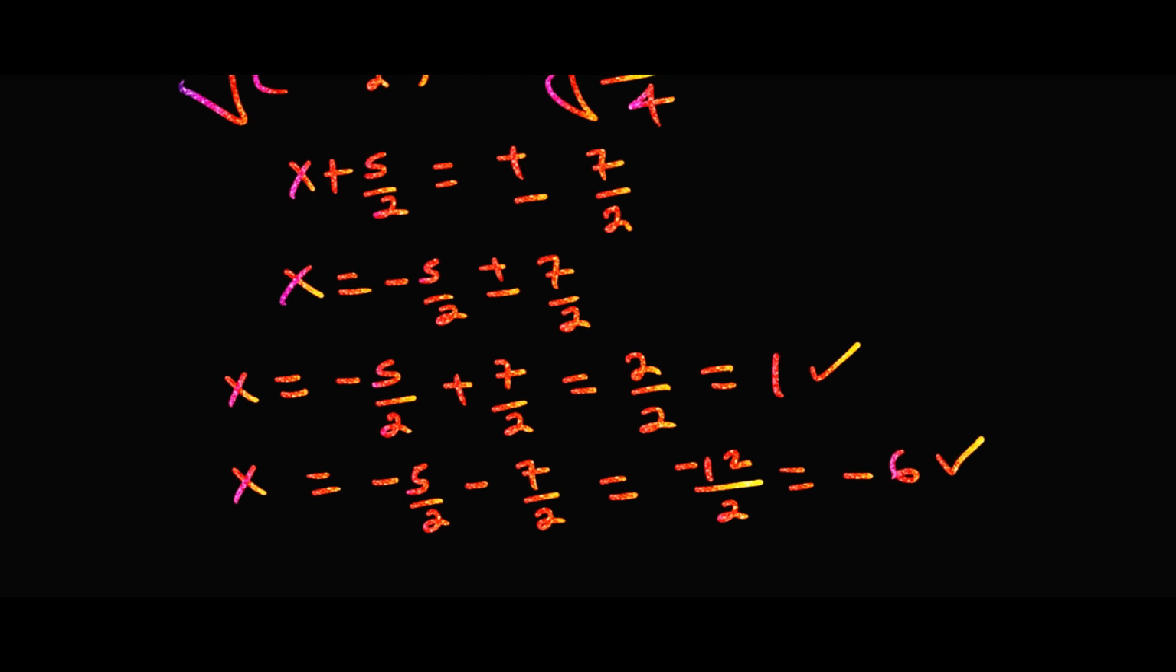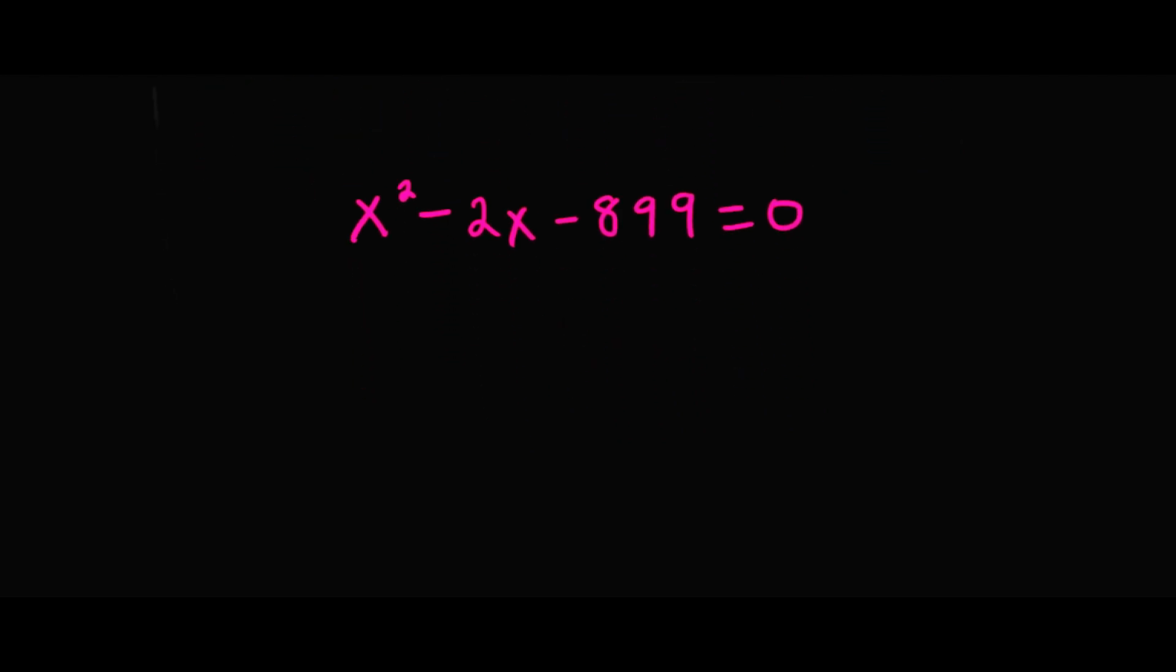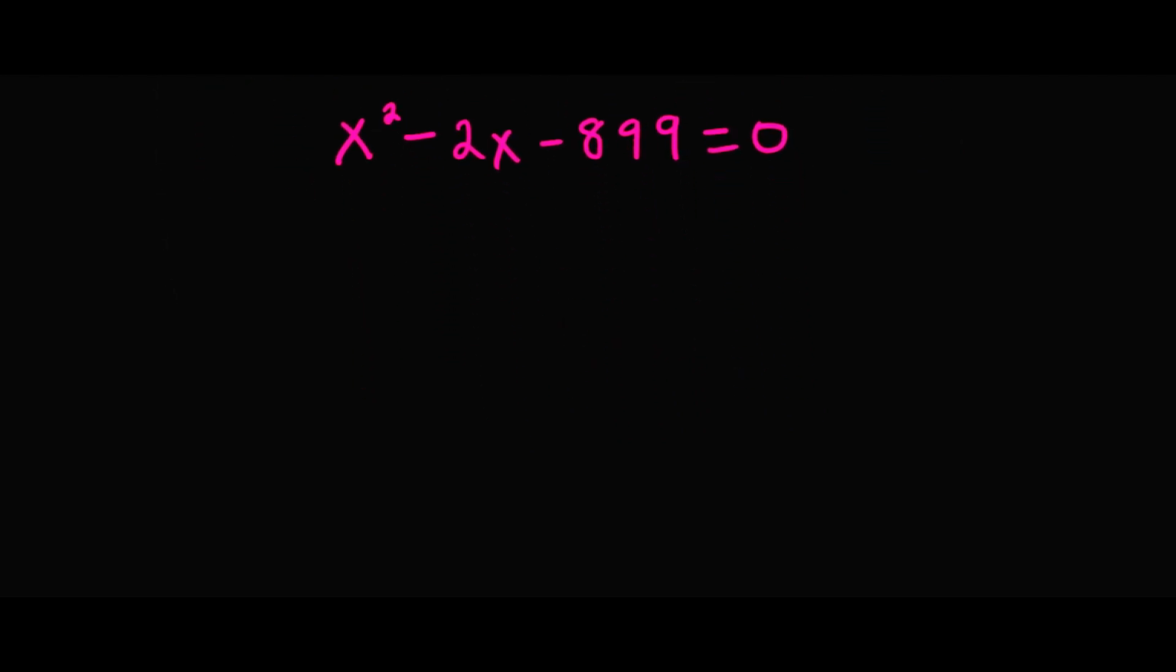Let us move to the next example. So here we have x squared minus 2x minus 899 is equal to 0. So the first step would be to check that our equation is in its standard form, that is ax squared plus bx plus c is equal to 0. And our equation is indeed in its standard form. So the next thing would be to move the constant term to the right-hand side. So that will be x squared minus 2x is equal to 899.